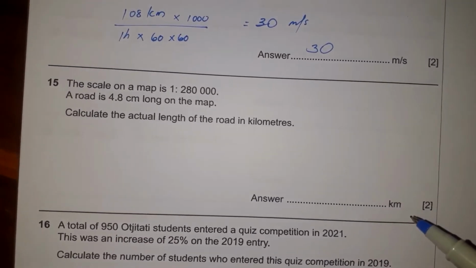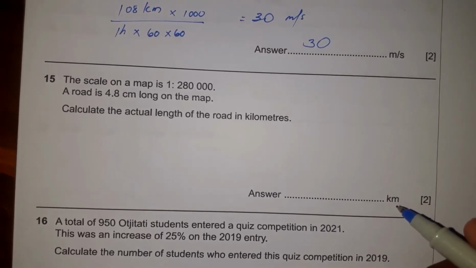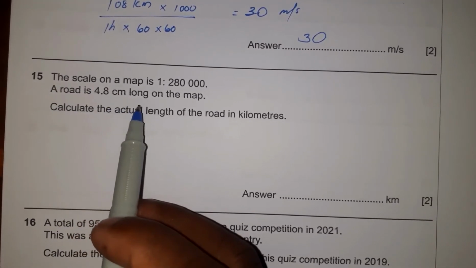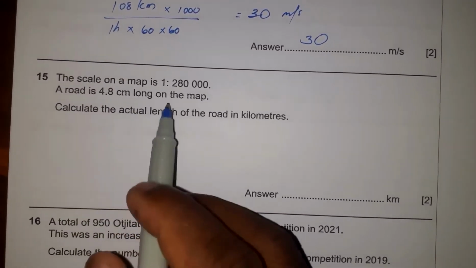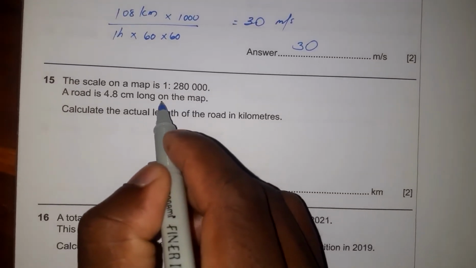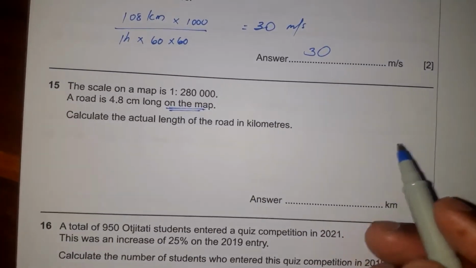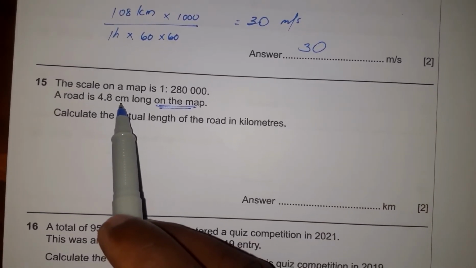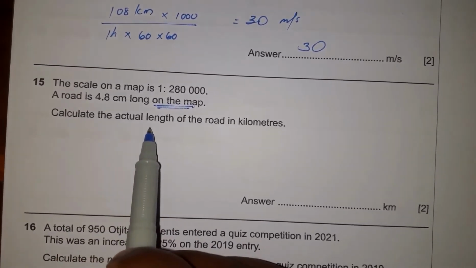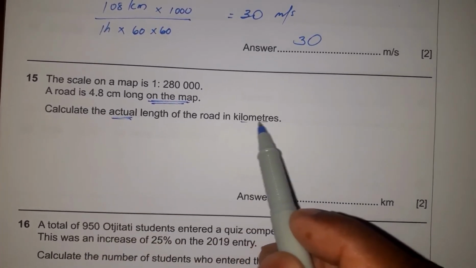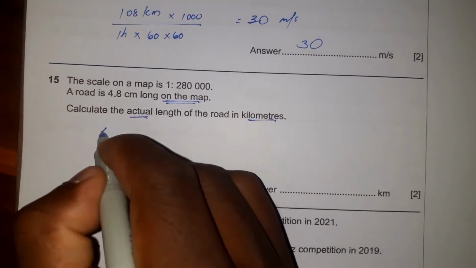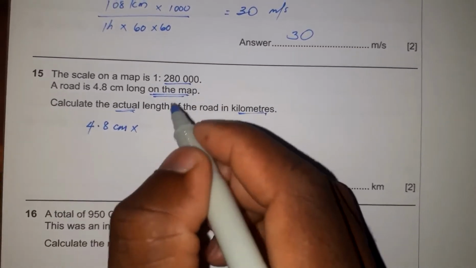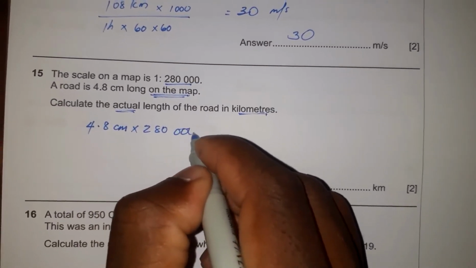The scale on a map is 1 to 280,000. A road is 4.8 centimeters long on the map. This is on the map. I think I need to make emphasis. Obviously, on a paper like this one, we cannot use kilometers. We use centimeters. But we are given the scale. So we want to find the actual length in kilometers. What you do, you take the 4.8 centimeters times that, which is 280,000.